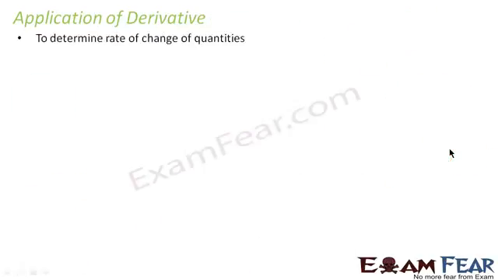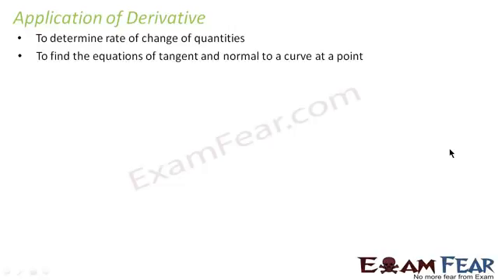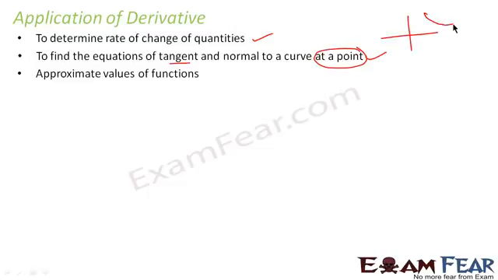To start with, application of derivative is used to determine rate of change of quantities. It is also used to find the equation of tangent and normal to a curve at a particular point. Please note: tangent or normal to a curve at a point, because at this point this is my tangent, and for the same curve at another point, this is my tangent. So the tangent and normal vary from point to point. So this is a must. Also, it is used to find approximate values. We'll discuss more about all these things.